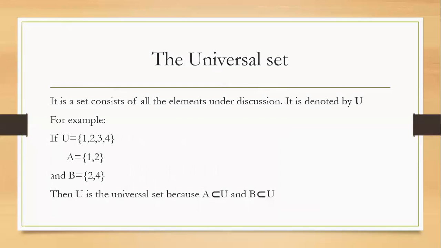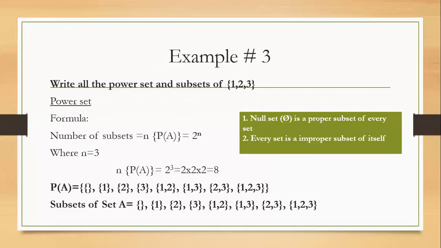As we know that the null set is a proper subset of every set. That means the first subset will be the null set and the last will be 1, 2 and 3. Now in between these subsets, we want 6 more subsets. So how can we form 6 more subsets? First 1, then 2, then 3.